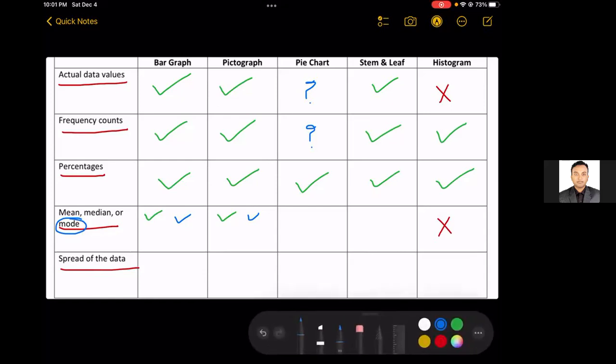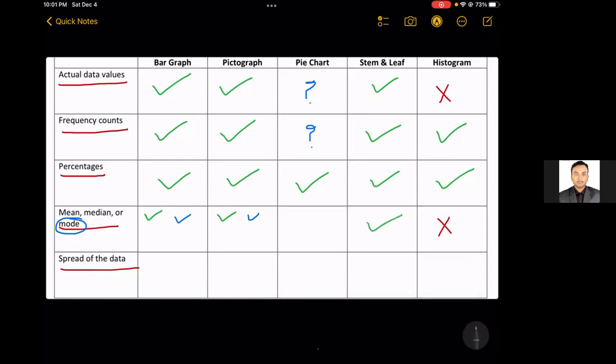Okay, stem and leaf, we can calculate. So I'd say a green, because we can see the numbers, so we can rearrange this and do the analogous way to calculate all three.